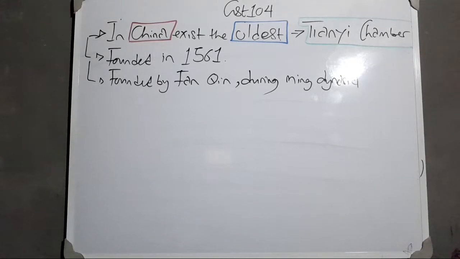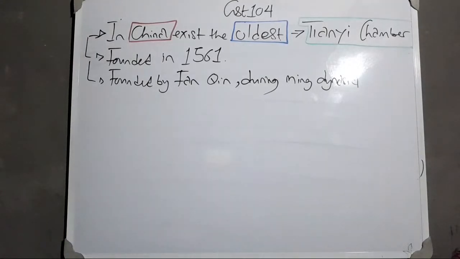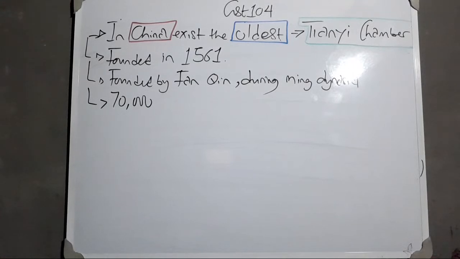Now, let's proceed. This oldest library, the Tianyi Chamber, had a collection of 70,000 volumes of antique books. I need to adjust my note right away. Let's take this down. This Tianyi Chamber we are referring to has a volume of 70,000 antique books.